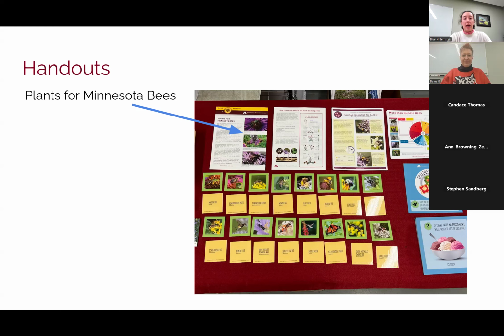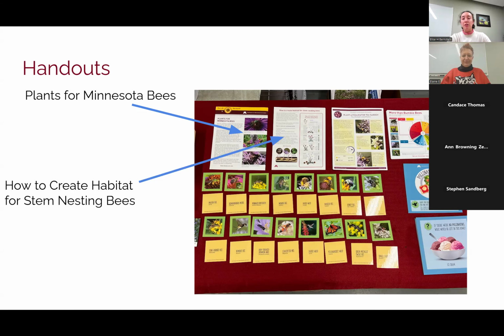Another one is our How to Create Habitat for Stem Nesting Bees. So this one, again, has a little bit of information about these solitary cavity nesting bees on one side, as well as what the process looks like throughout the year to cut back your perennial plants to create habitat for stem nesting bees. And then on the other side of that handout, there is a plant list of plants that have those hollow stems, when you cut the tops back, for these cavity nesting bees.